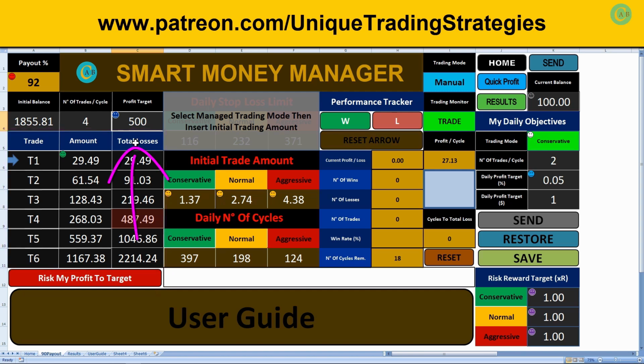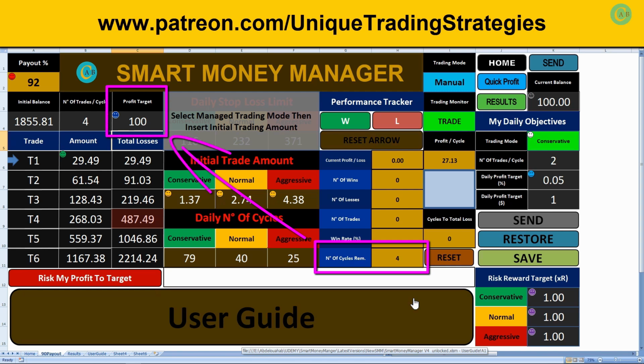Next, I'm gonna set my profit target here and I'm gonna try $100. As you can see, my trades manager is giving me great information about my trade plan. For example, here the number of cycles remaining, which means how many consecutive winning cycles to achieve my profit target. For instance, I got here 4 cycles, meaning I need 4 consecutive winning cycles to hit my profit target. To this point, all set for the Smart Money Manager.